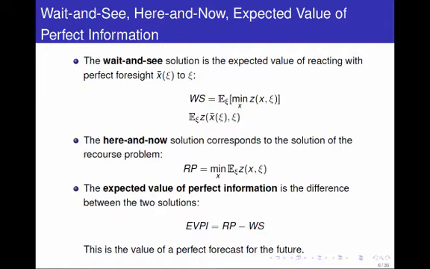In contrast, the best we can do is to solve the recourse problem, the here and now solution. So I make a decision here and now, I minimize x so that my average costs are as small as possible. And the expected value of perfect information that I mentioned earlier is the difference of these two. Note here the exchange of the expectation and minimization operator makes a big difference.